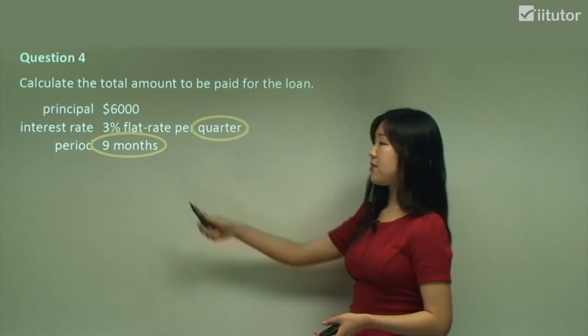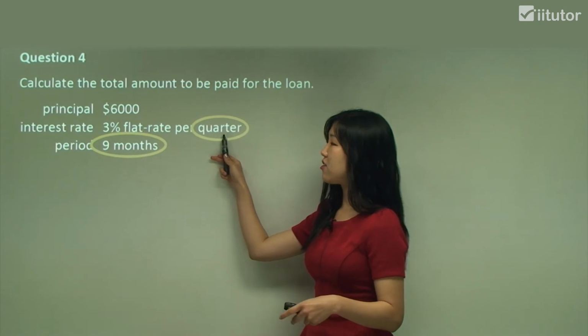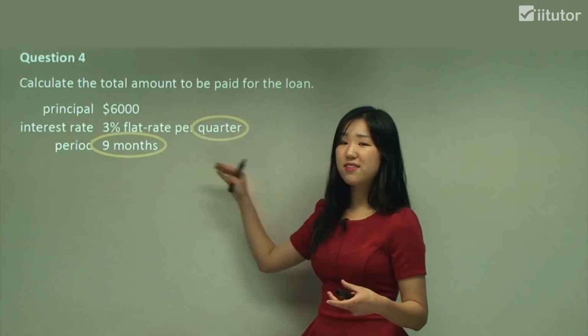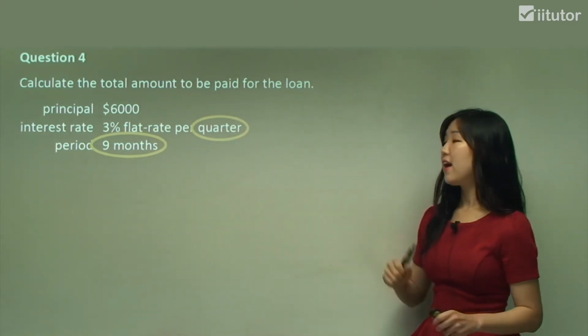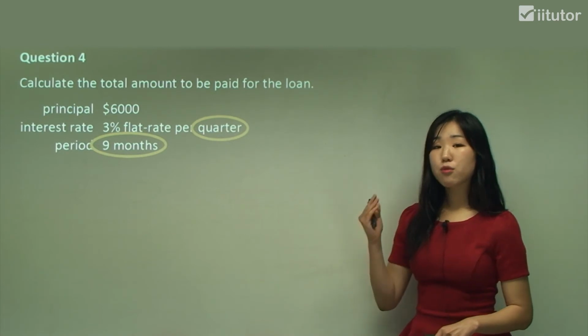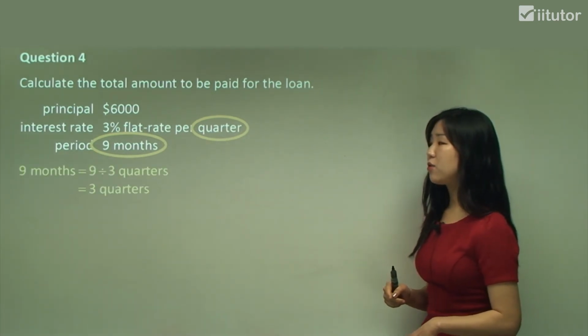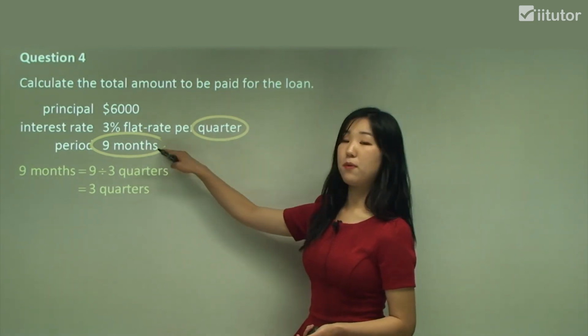We'll have to convert the months into quarters. Okay, guys, it's okay if you change the rate to a monthly rate, that's okay too, but usually it's easier to actually convert the period into the interest rate unit. So there's 3 months in 1 quarter, so we're going to be dividing by 3, which becomes 3 quarters. So now we have to use this for the period.